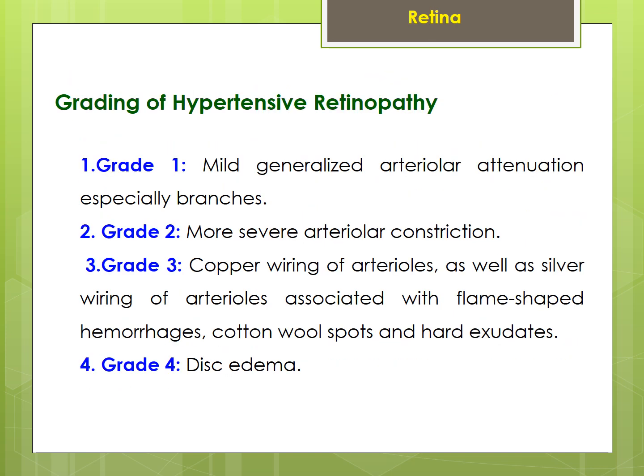Grading. In grade 1, we find mild generalized arteriolar attenuation, especially the branches. In grade 2, more severe arteriolar constriction. In grade 3, copper wiring of the arterioles as well as silver wiring of the arterioles associated with flame-shaped hemorrhages, cotton wool spots, and hard exudates. In grade 4, we find disc edema.